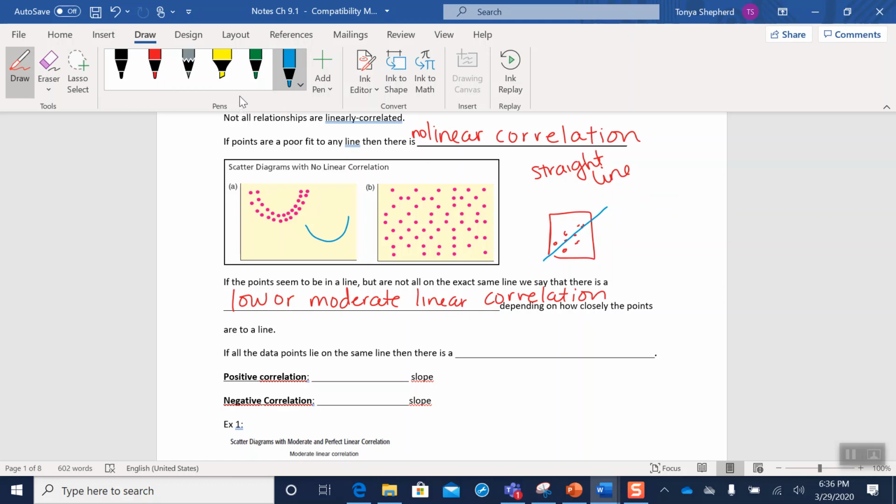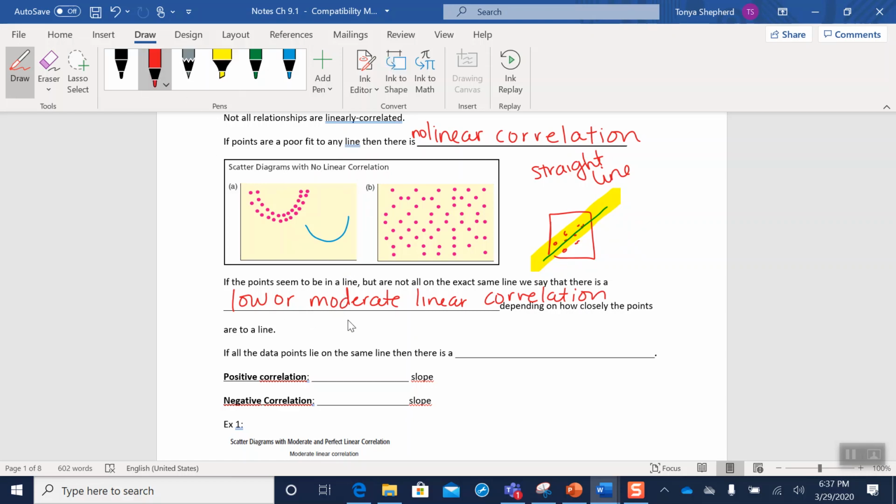What I like to think of is if I could take a kind of a fat highlighter and I go through those points and I can collect the points by doing that, then that's a low to moderate linear correlation. The skinnier the highlighter that I can use and still collect all the points, the higher the linear correlation between those points.